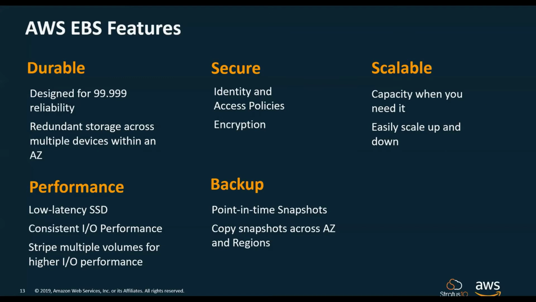It's low latency, it's high consistency, and you can also have multiple volumes striped to get higher performance out of it. You can also take snapshots, and snapshots are a point-in-time backup of the changes that have happened on your EBS volume. You can copy those snapshots across multiple regions. You can recreate those snapshots into additional EBS volumes and attach them to additional storage, etc.